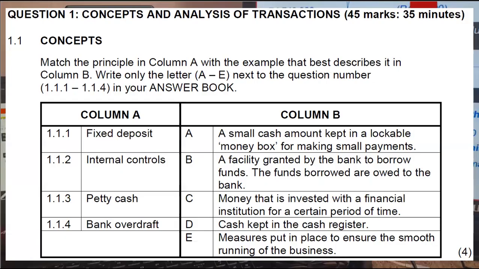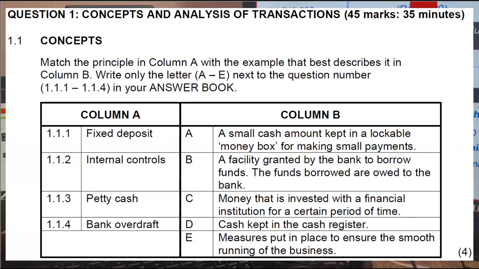Now, A says small cash amounts kept in a lockable money box for making small payments. We know that's a petty cash. So we already know that for 1.1.3, it'll be A. And a facility granted by the bank to borrow funds. The funds borrowed are owed to the bank. That will be a bank overdraft, which allows you to take more money from your bank account.